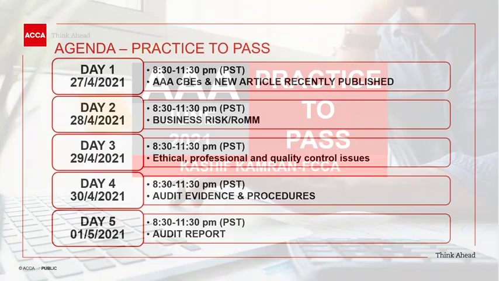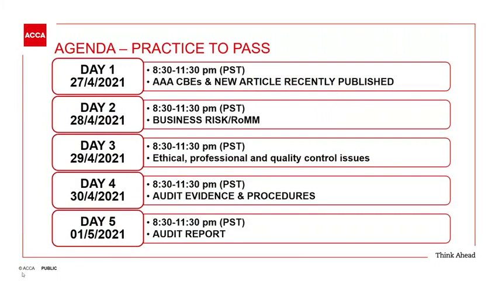Today on day 3, I will be focusing on a very important topic, which is ethical and professional issues, and which in terms of your exam paper is a very regular feature. Even though I have spent a lot of time on this topic in my previous webinars, whether the March 2021 webinar or the December 2020 webinar, which I still recommend you watch alongside the June 2021 webinar, because it's an important and critical feature of exams, I cannot miss this topic from my June 2021 webinar. So we will be exploring ethical, professional and quality control issues in the live webinar today.